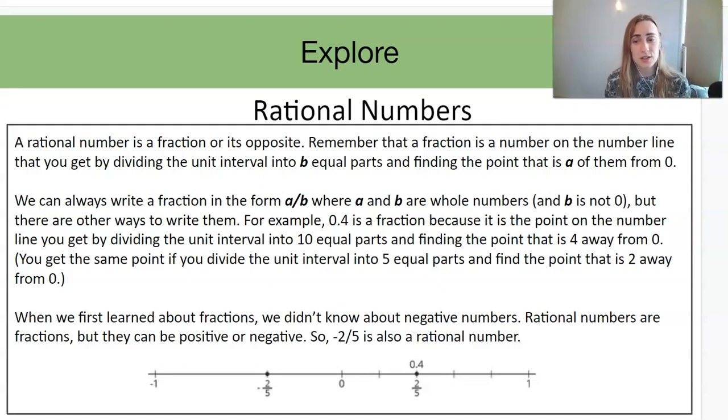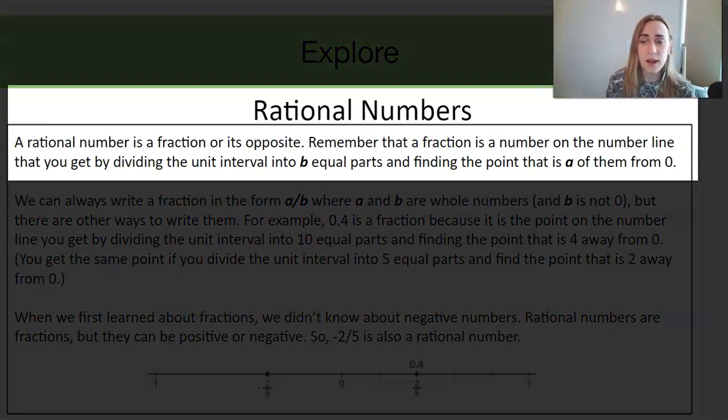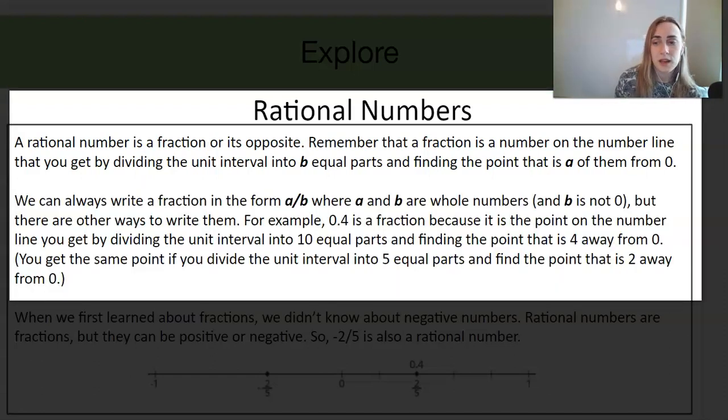So in math, rational numbers can be defined like this. And read along with me silently. A rational number is a fraction or its opposite. Remember that a fraction is a number on the number line that you get by dividing the unit interval into b equal parts and finding the point A that is a of them from 0. We can always write a fraction in the form a over b, where a and b are whole numbers, and b is not 0. But there are other ways to write them.